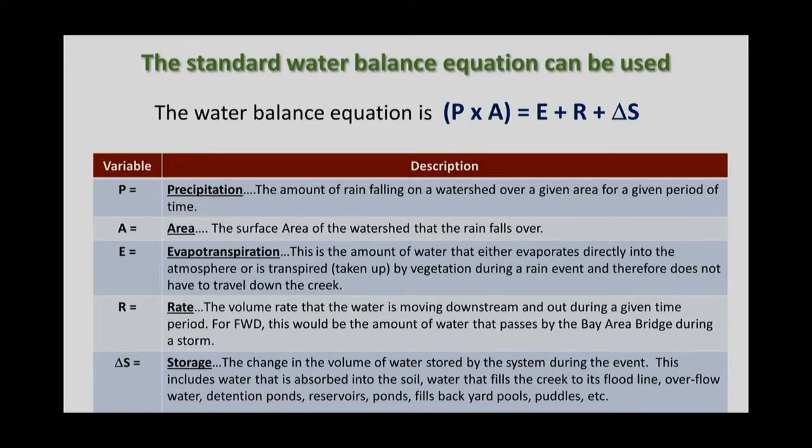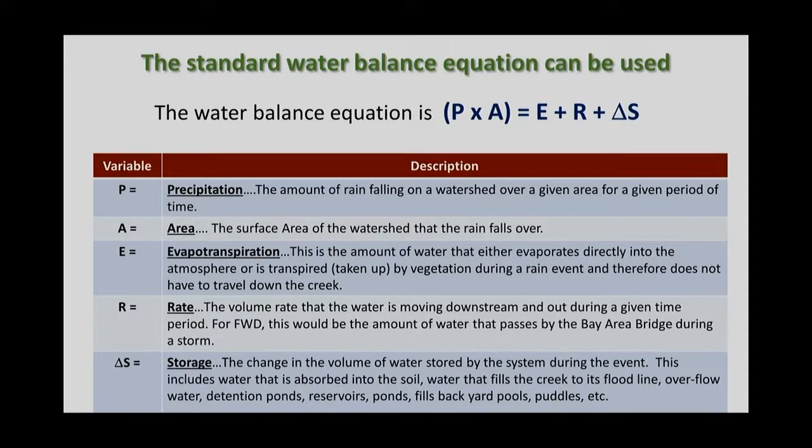If you put the same amount of water in the creek as the same amount of water leaves the creek, the water level of the creek will stay steady. But unfortunately, it's more complicated than that. There are several variables involved. And on the input side, we've got the precipitation, or the amount of rain that comes down in our watershed. And then where it rains is the area.